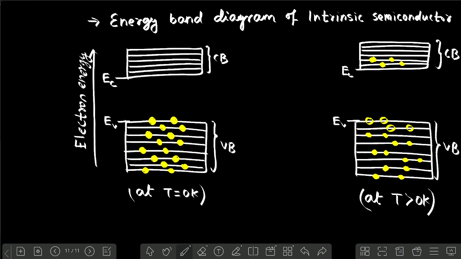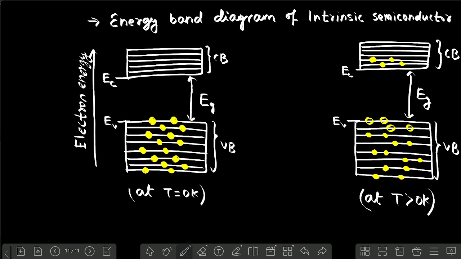So this is your energy band diagram for T equal to 0 Kelvin on the left side, and for T greater than 0 Kelvin on the right side. And this one you can consider as your energy gap. Whatever this is here, this is your EG. EG means energy gap. So like this graph they can ask you.